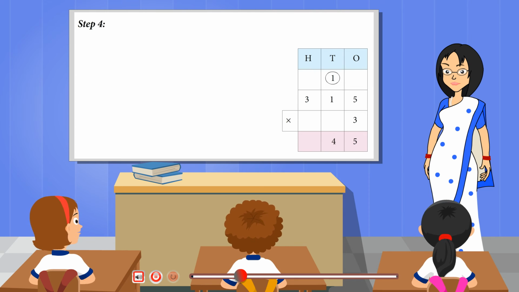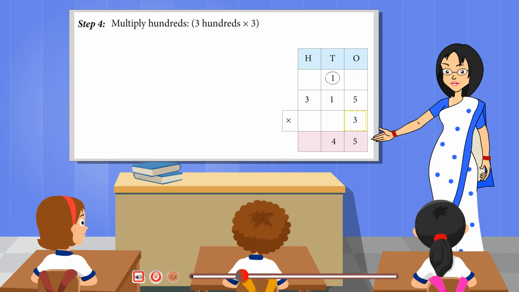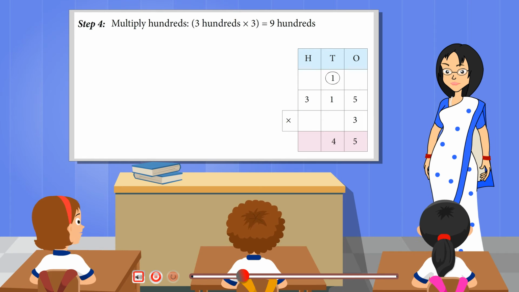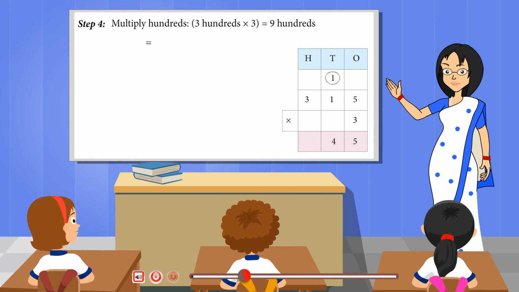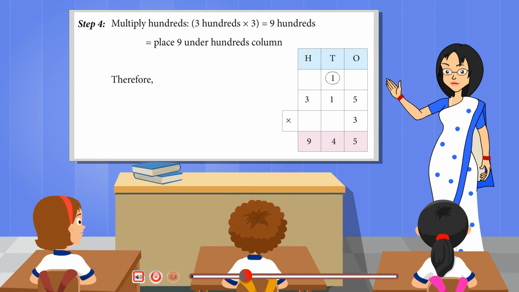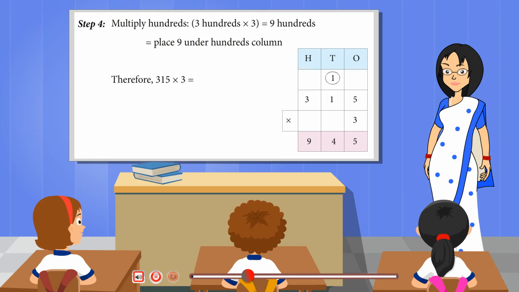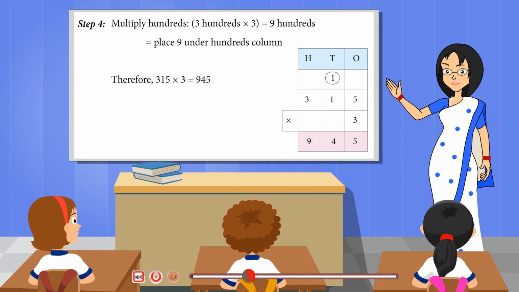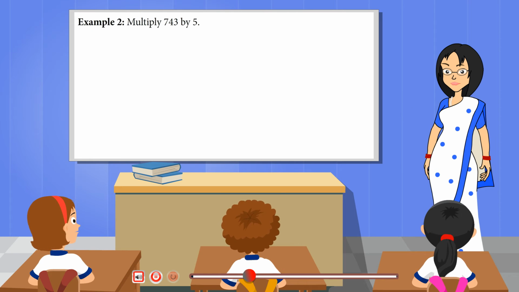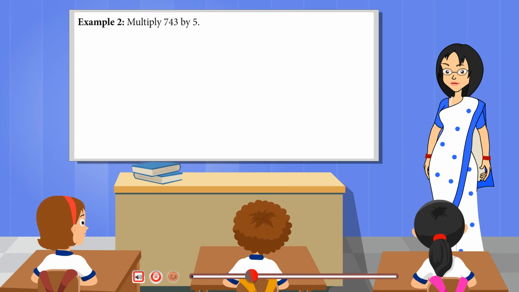Step 4. Multiply hundreds. 3 hundreds into 3 is equal to 9 hundreds. Place 9 under the hundreds column. Therefore, 315 into 3 is equal to 945. Example 2. Multiply 743 by 5.